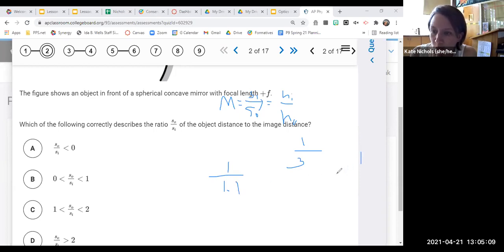Or it could be way bigger than 1, right? So 1 over, let's say, 1,000. What is 1 divided by 1.1? Give or take, less than 1. And what is 1 divided by 1,000? Also less than 1. A bit bigger than 0, but less than 1.